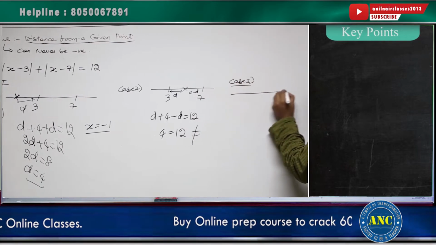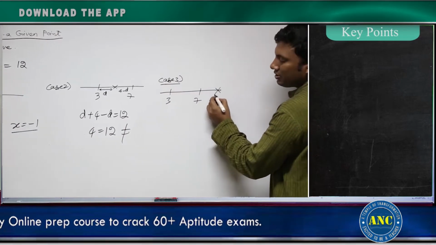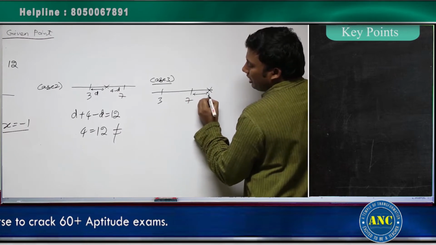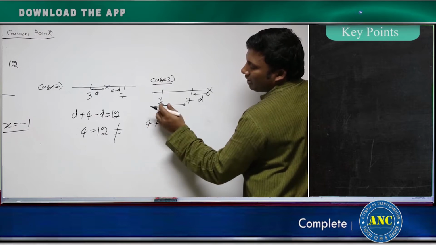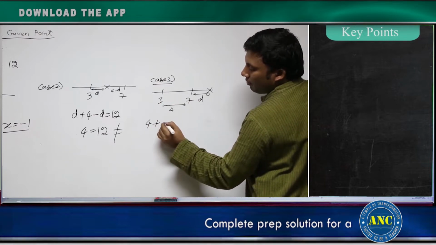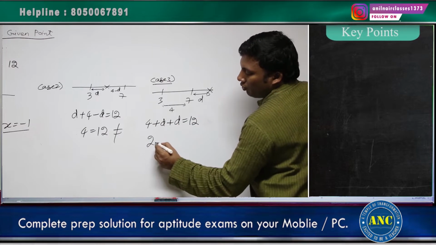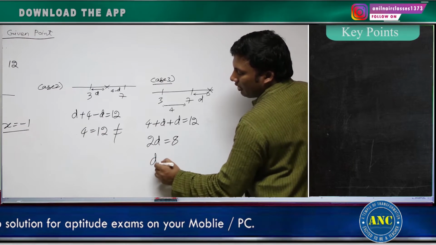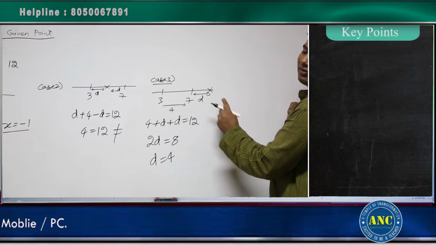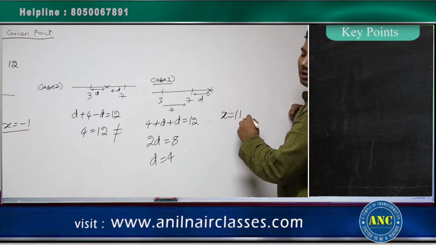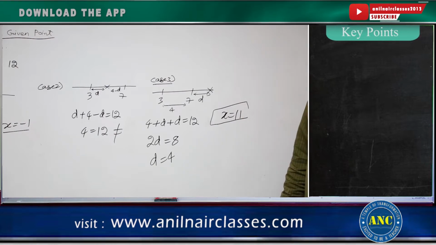Case 3. There could be some point to the right side of 7 that will satisfy. Right side, I call this point. This is at a distance d. This is at a distance 4. So mod x minus 3 from here to here is 4 plus d. From here to here, it is d, equivalent to 12. 2d equivalent to 8. d equivalent to 4. That means this point is 4 units to the right of 7. What will be the answer? 11.